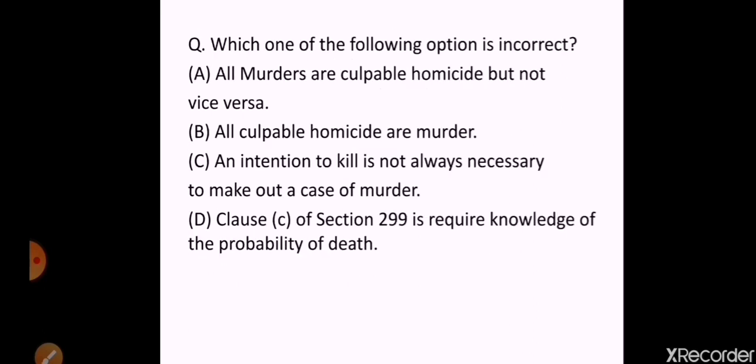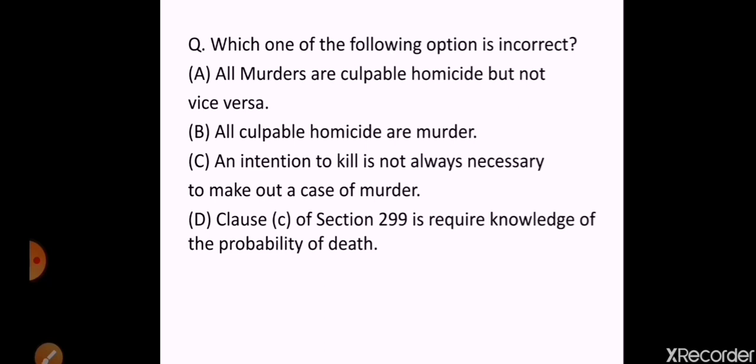which one of the following options is incorrect? The options are: A, all murders are culpable homicide but not vice versa. B, all culpable homicide are murder. C, an intention to kill is not always necessary to make out a case of murder. D, clause C of section 299 requires knowledge of the probability of death. So this was asked in the MP civil judge examination in 2018.